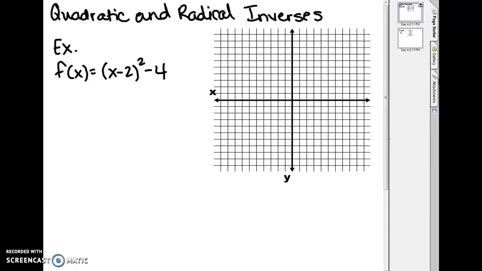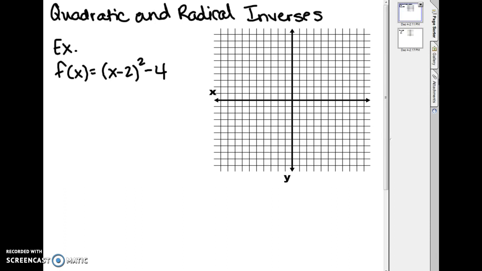Alright, so what I'm going to teach you today is quadratic and radical inverses. Now I'm just going to do two examples because we talked about inverses in the first 9 weeks. So it's very similar. If you go back to your notes from the first 9 weeks, to find an inverse, you must switch x and y.